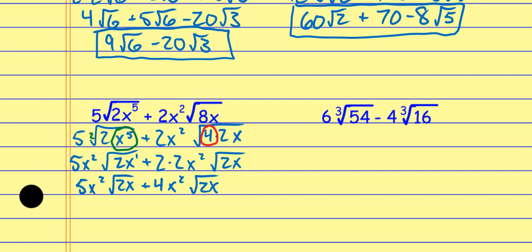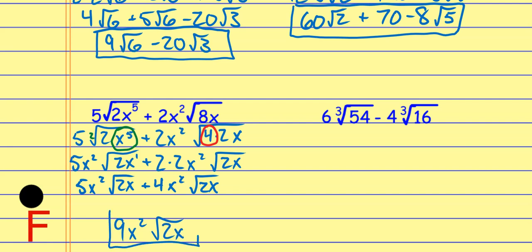And now I start combining. And there's a lot of layers of like terms happening here. First of all, like radical terms, I have a square root of 2x and I have a square root of 2x. So the radical part is identical, so they're like radical terms. But in order to add those coefficients, the 4x squared and the 5x squared, they have to be like terms also, which they are. Remember, a 5x squared and a 4x squared just adds to a 9x squared. The variable part stays the same. And likewise, the radical part stays the same.